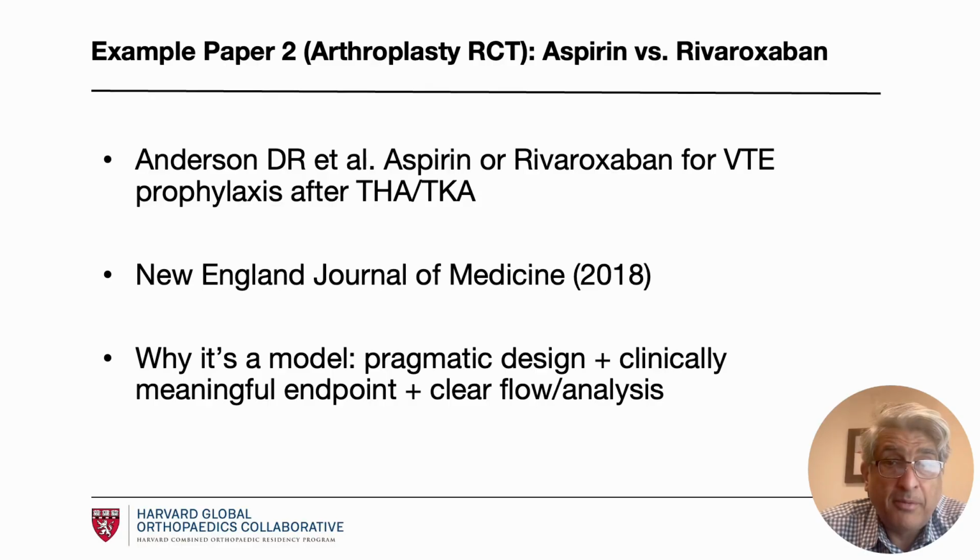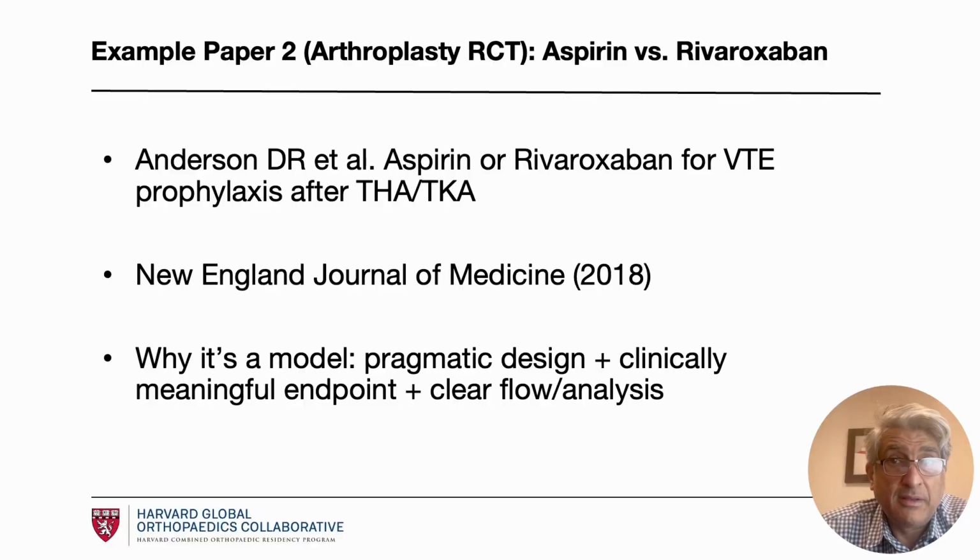Now, example 2, another paper, an arthroplasty RCT of aspirin versus rivaroxaban. This is by Anderson et al., published in the New England Journal of Medicine in 2018. It's a model paper because it has a pragmatic design, a clinically meaningful endpoint, and clear flow and analysis. It addresses a very common clinical design, aspirin versus DOAC strategy. Point out the clarity of the endpoints, symptomatic VTE and bleeding, and the transparency of enrollment, flow, and analysis.